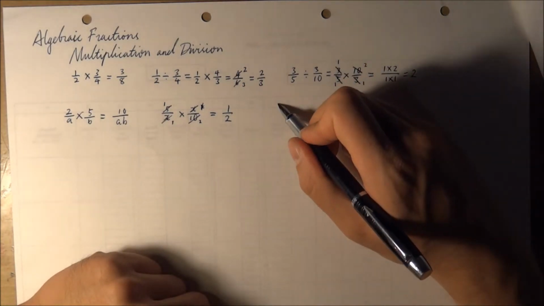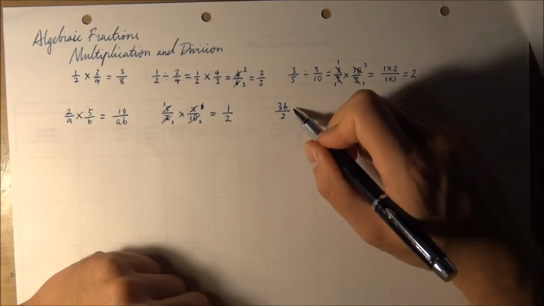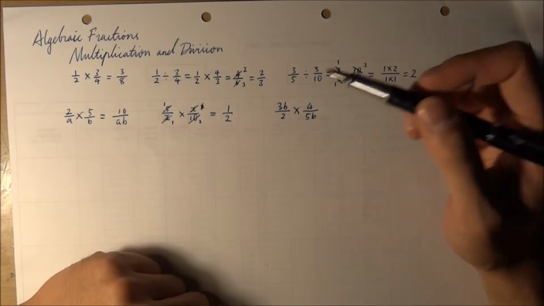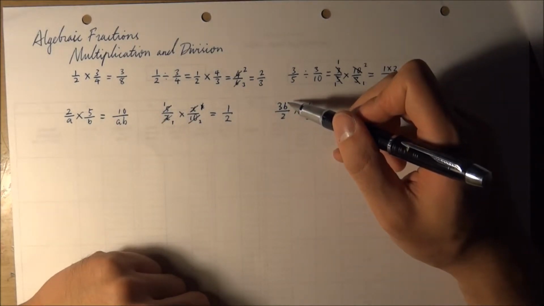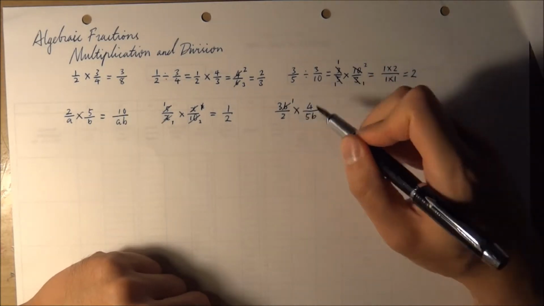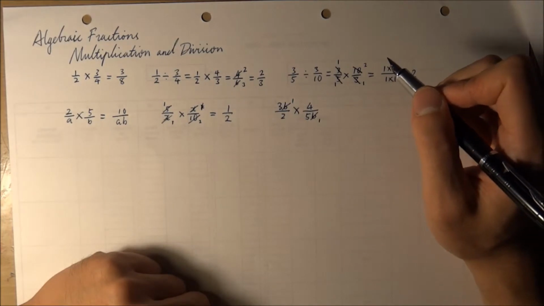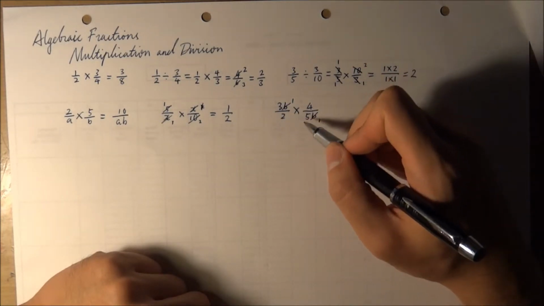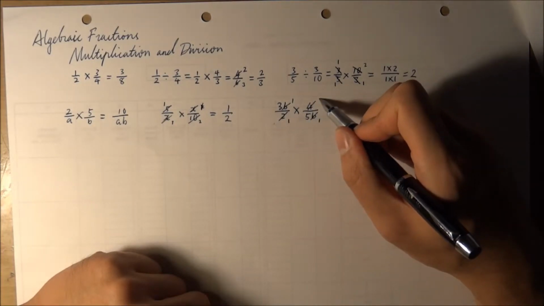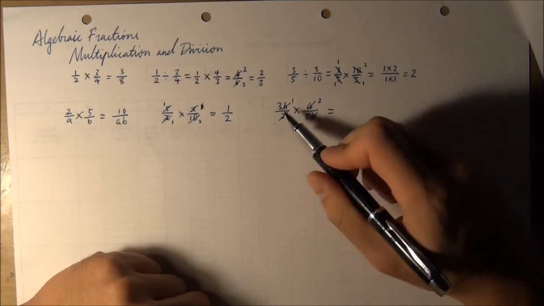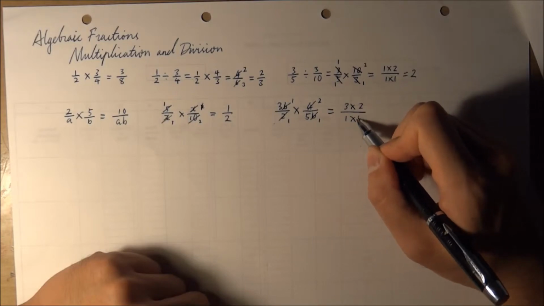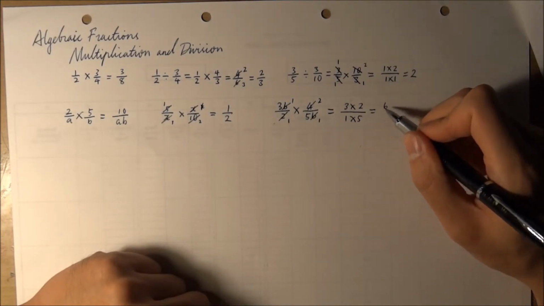One more example. Let's say 3b over 2 times 4 over 5b. In this particular case, as you can see, the highest common factor between 3b and 5b is b. So we cancel out the b, we cancel out the b. And then the highest common factor between 2 and 4 is 2. So 2 divided by 2 gives us 1, 4 divided by 2 gives us 2. And in the end, we have 3 times 2 and 1 times 5, which gives us 6 over 5.